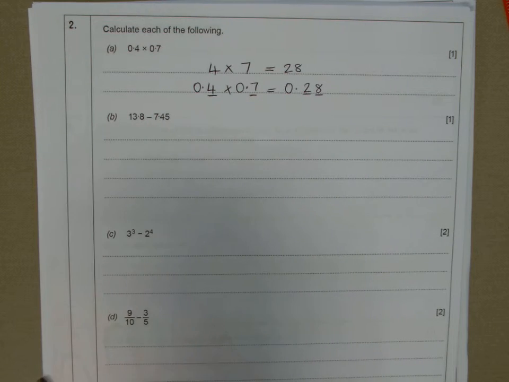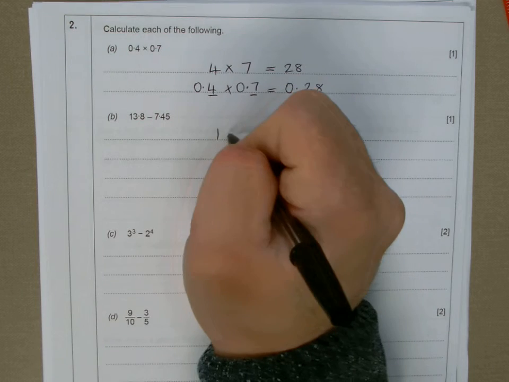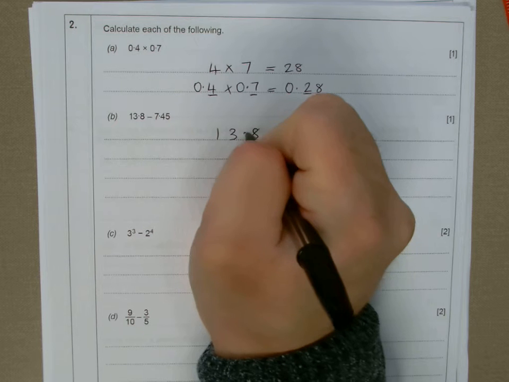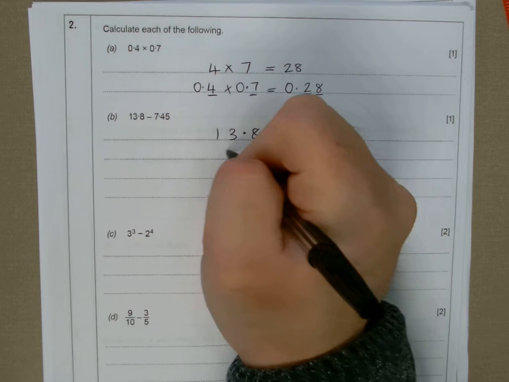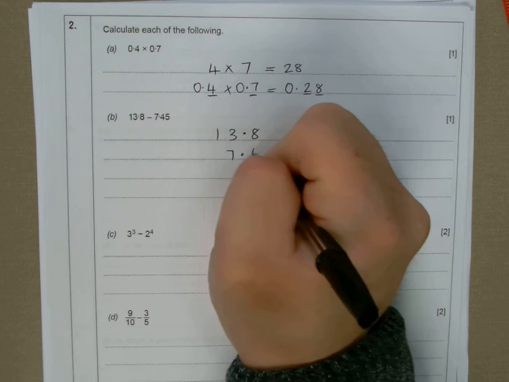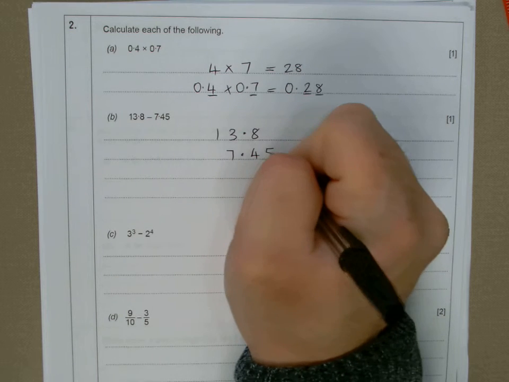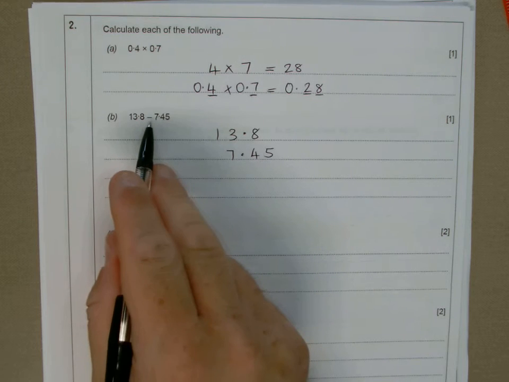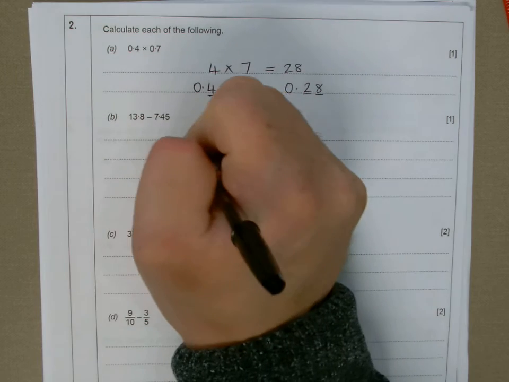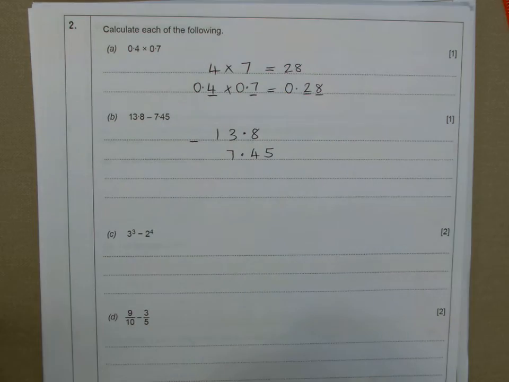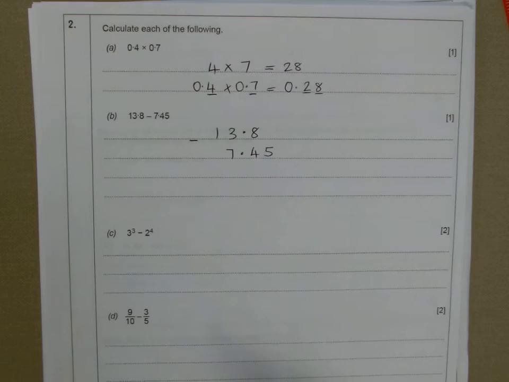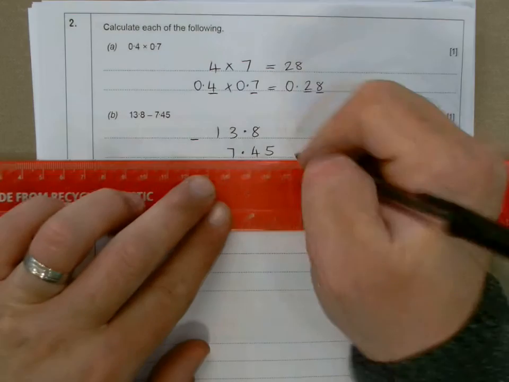With part B, okay, 13.8 take away 7.45. So remember, like question 1, lining up the decimal points is vital. Okay, always double check the question as well to see what they want us to do. Okay, they do want us to take away. Okay, can sometimes mistake and think that we've got to add, but it is a minus here. So the decimal points are lined up and we're going to take away.